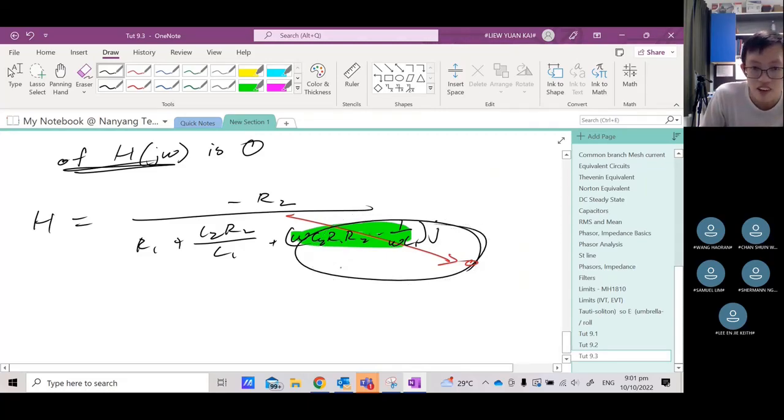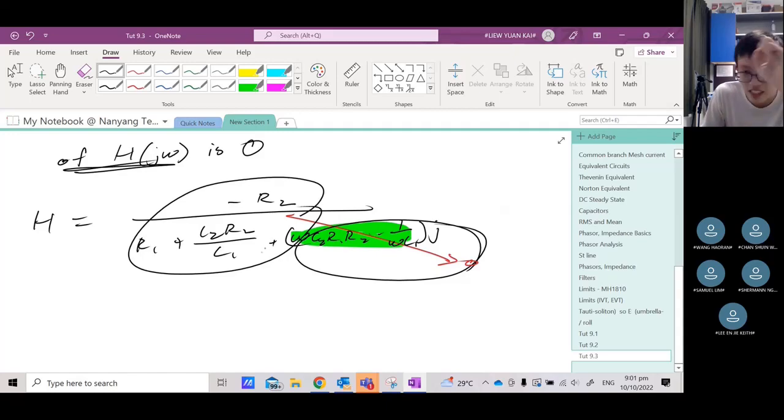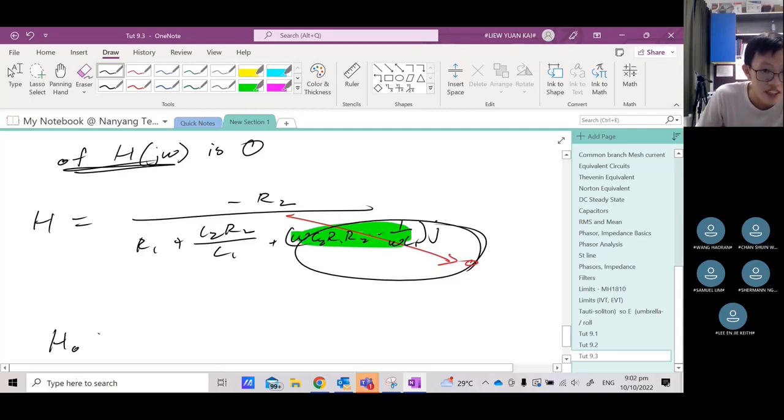That's why I was so hardworking to separate out the real part and the imaginary part, so that here, when they ask for the maximum gain, I just take the imaginary part, equate it to 0. The rest I copy down. This is my maximum gain. Okay, so H naught is equal to the rest of this. I just copy it down. So R2 over R1 plus C2 R2 over C1.